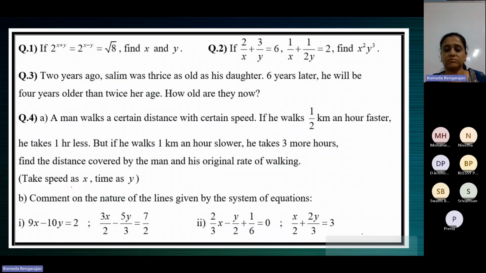The last one, 4b. Comment on the nature of the lines given by the system of equations. These are the first two equations. This is one question, and this is the second one, two equations in the second subdivision.